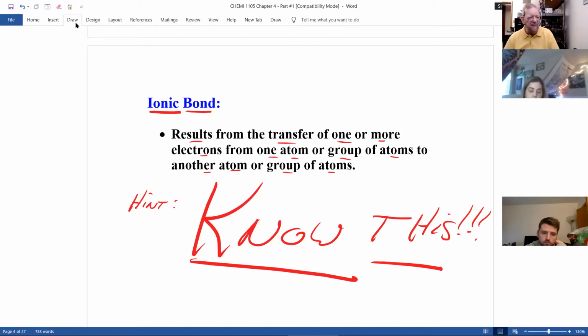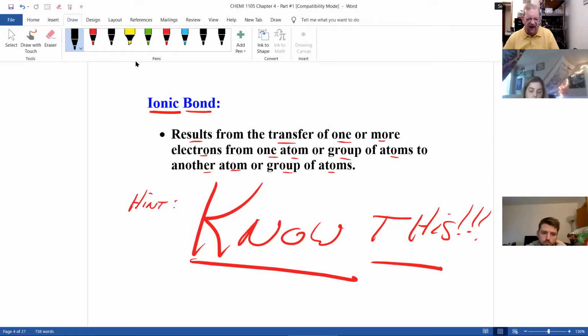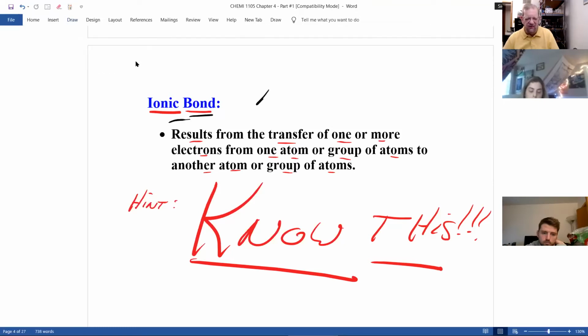An example of a molecule with an ionic bond is sodium chloride. What's holding the sodium and chlorine together? An ionic bond. So ionic bond results from the transfer of one or more electrons from one atom or group of atoms to another atom or group of atoms. An example of that is in sodium chloride.